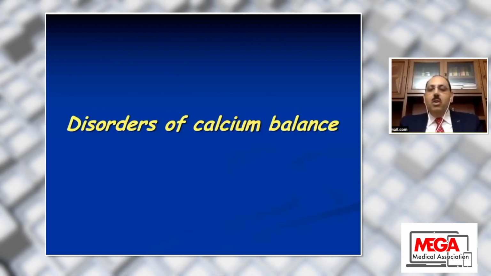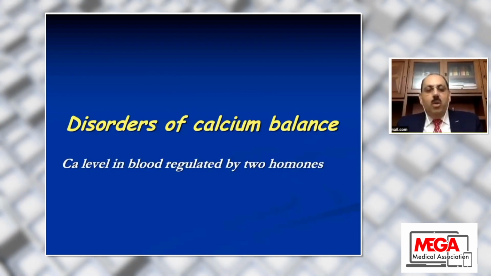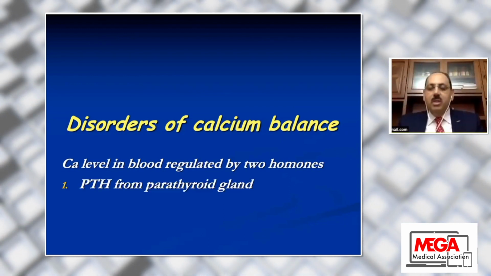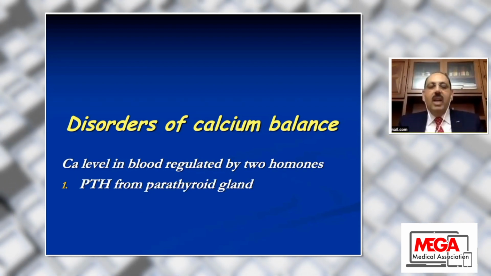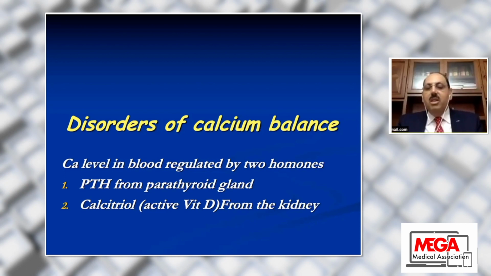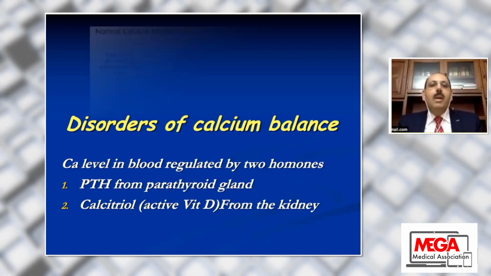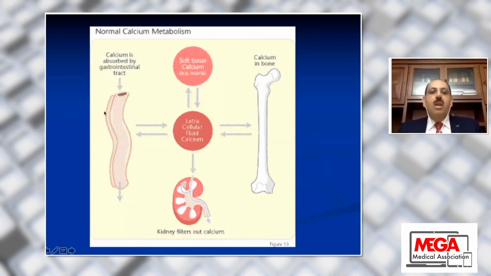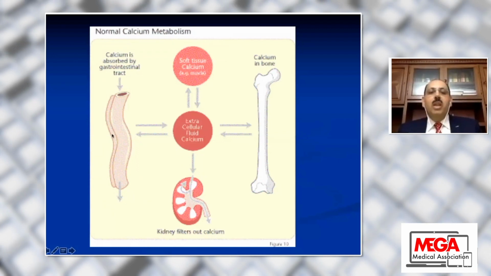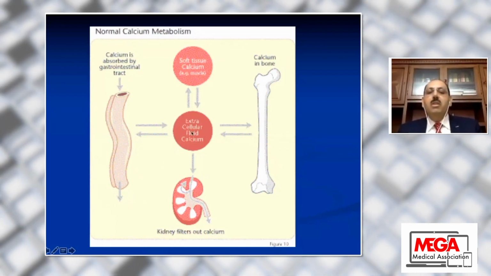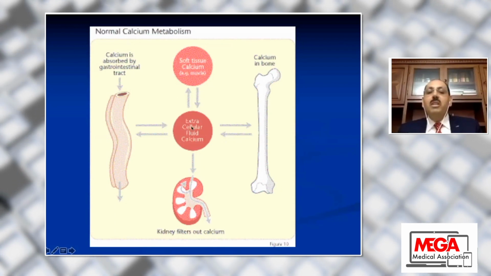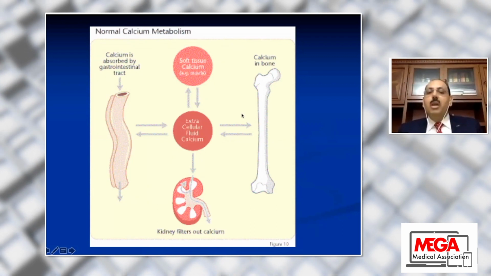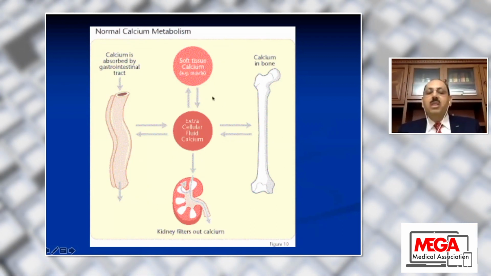Disorder of calcium balance. We all know that the calcium level in the blood is regulated by two hormones: the parathormone secreted from the parathyroid gland and calcitriol, or the active vitamin D, secreted from the kidney. Here is the normal calcium metabolism: after ingestion of calcium in food, it will go to the GIT where it can be absorbed, going to the intravascular compartment, where 99% of calcium will be deposited in bone and only 1% is present in the intravascular compartment.